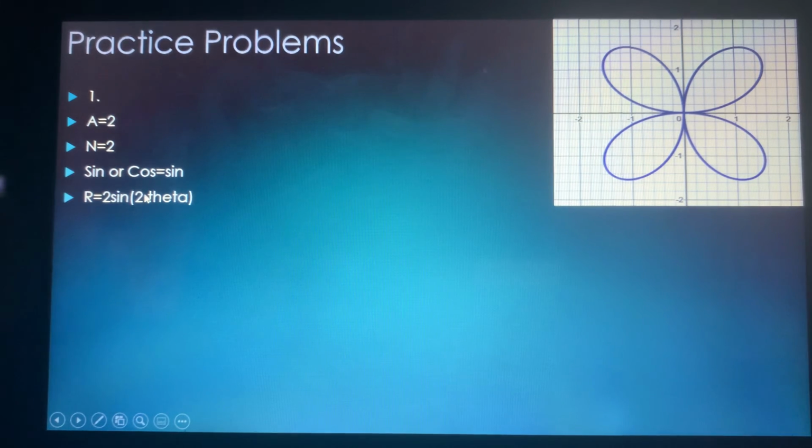Now, we know that it's 2 times something of 2 theta. However, is it sine or cosine? Well, we have to actually look at a point here. We see here that it's 0, 0. So when theta is 0, the radius is 0. So is that cosine or sine? Well, the cosine of 0 was 1. So if theta was 0 and it was cosine, the radius would be 1. However, as we know from our unit circle, the sine of 0 is 0. So it would be 0, 0 if it was sine, but 0, 1 if it was cosine. And it's 0, 0, so it's sine. So we know our equation is r equals 2 sine of 2 theta.